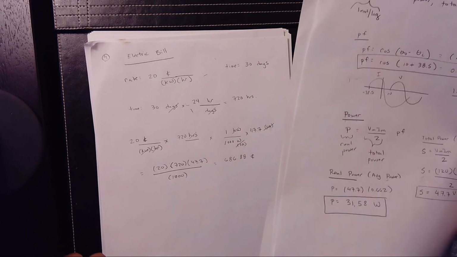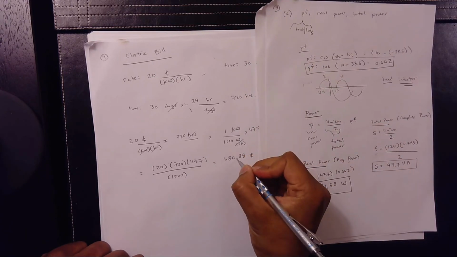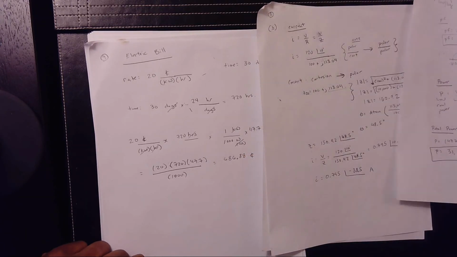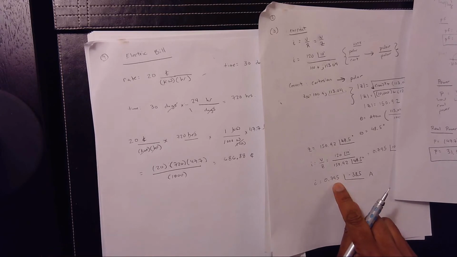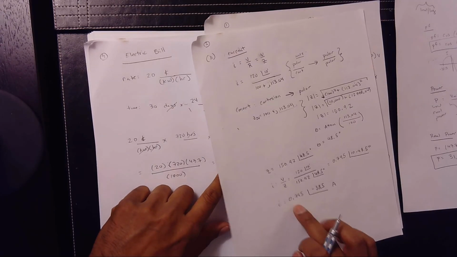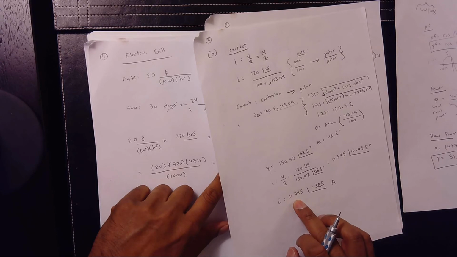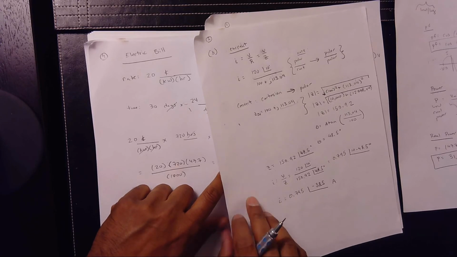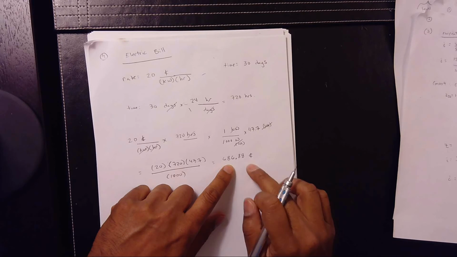Why is this such a small electric bill? Why is this 686 cents a small electric bill? Because remember, we're using 0.795. This is like if you left one of your lights on for 30 days straight and didn't turn it off, you're paying this much extra. In reality, this will be closer to 10 or 20 amps of total current, and then that would obviously change that number.